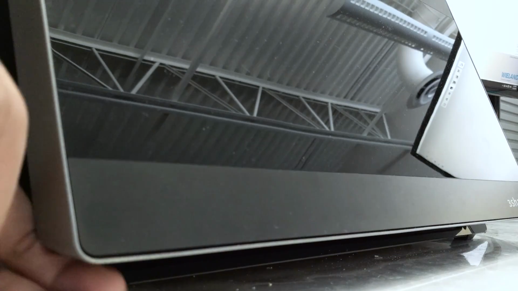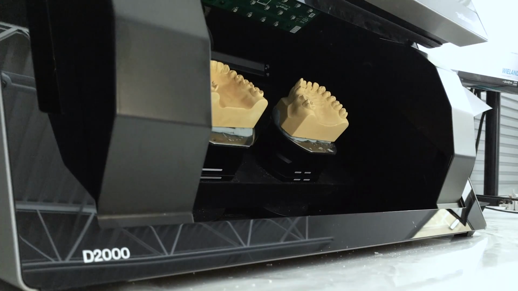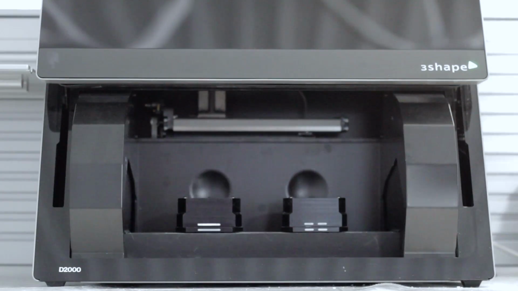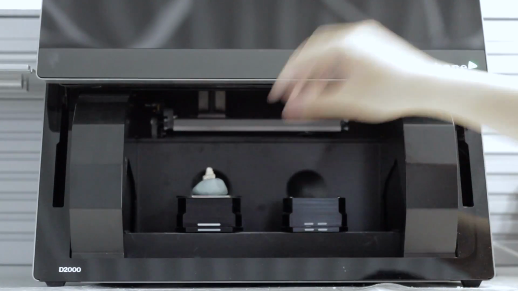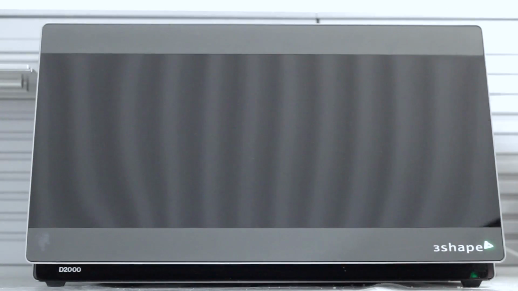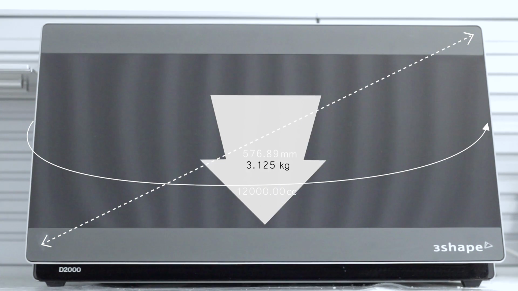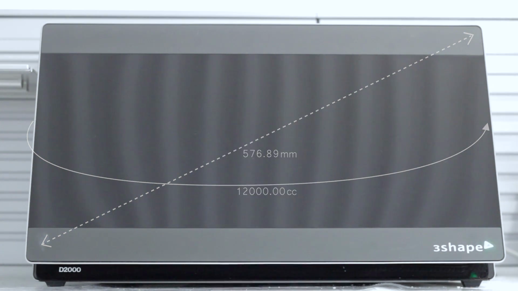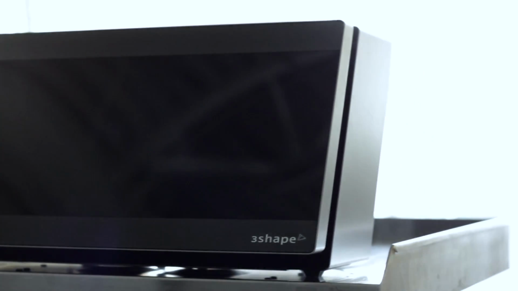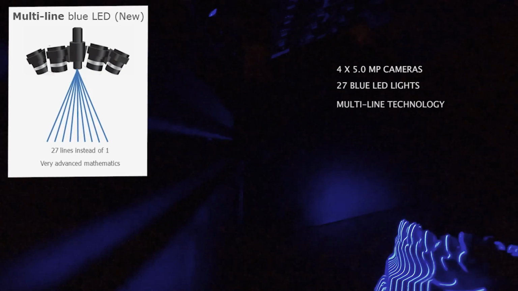The most apparent feature of the D2000 is the extra-large scanning area. In fact, there's nothing more accurate to say about the D2000 than it's a big scanner. It's wider and more spacious and heavier than most of the 3Shape scanners that have come before it. The D2000 comes in a space gray color scheme and features four individual 5 megapixel cameras. There are 27 LED lights featuring what 3Shape has dubbed their blue LED multi-line technology.